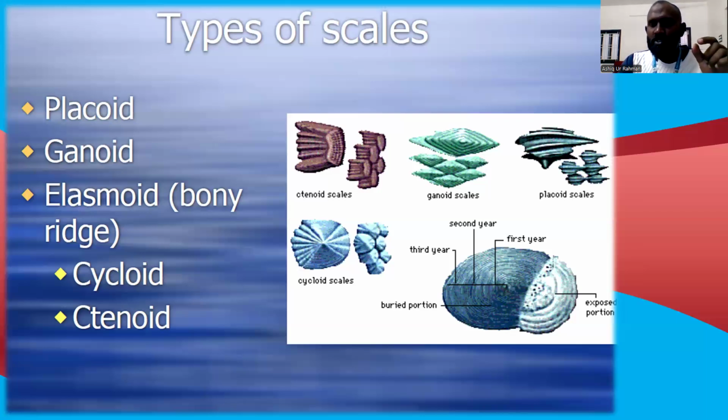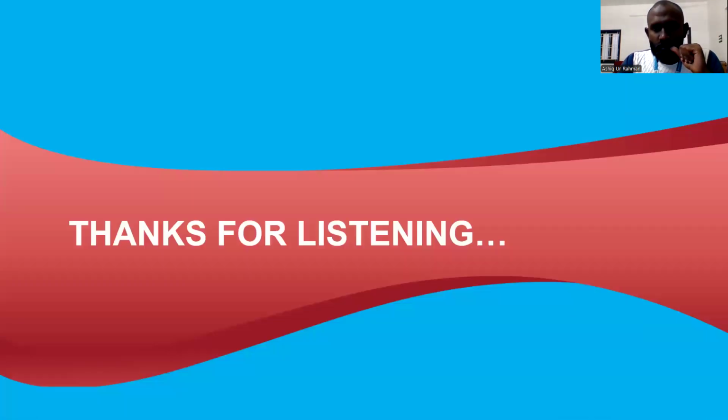If we analyze them, each fish has different shapes and different features, and based on that we have divided them into three basic types: placoid, ganoid and elasmoid. The third type, elasmoid, is further divided into two types, which are cycloid and ctenoid. That's it. We have seen almost the most important morphological features of a typical fish. Thank you, one and all. Thanks for listening.